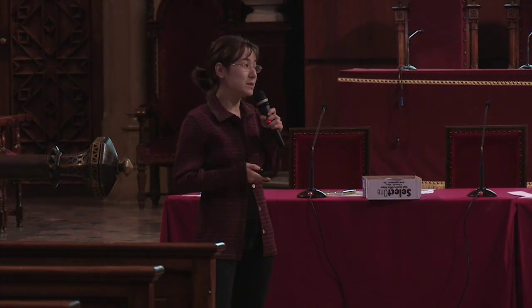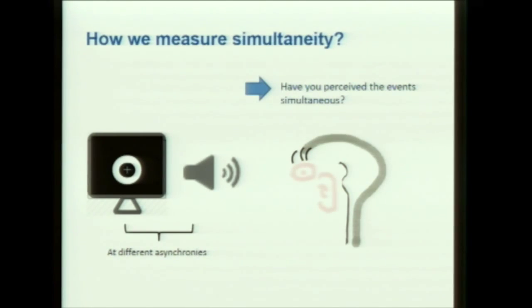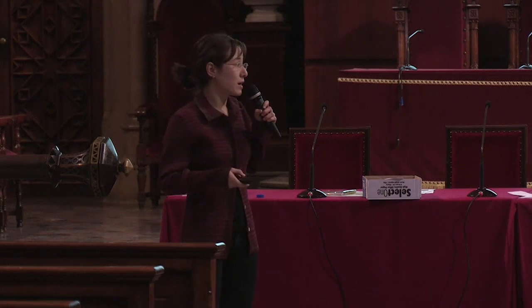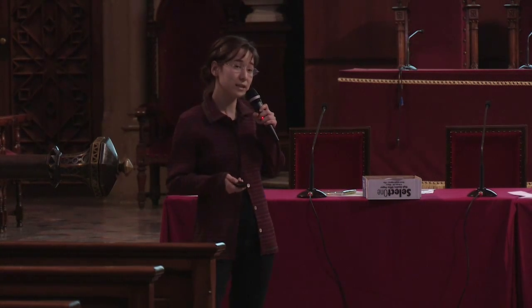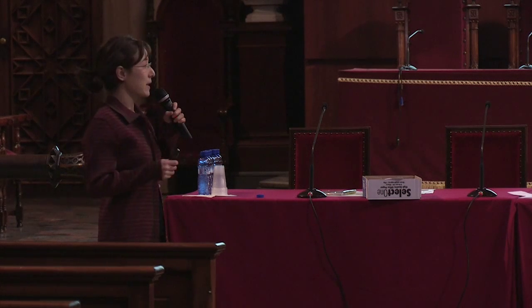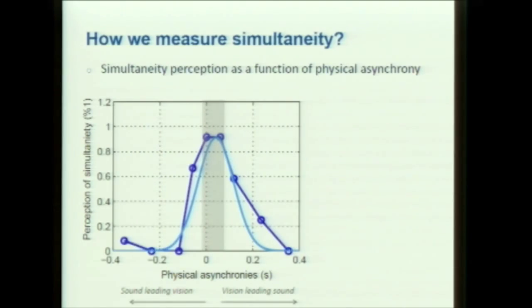Then, if most of the time the information we receive is asynchronous, how do we perceive simultaneity? To address this question, we present different audiovisual asynchronies to the participants, simple flashes and beeps. And then they have to report whether they perceived them as simultaneous or not. From participant responses, we can plot perception of simultaneity on the y-axis as a function of the physical asynchronies presented during the experiment. And as you can see here, it's very intuitive. When the asynchronies are close to zero, perception of simultaneity is high. And as the asynchronies between the visual and the auditory modality get larger, perception of simultaneity decreases.